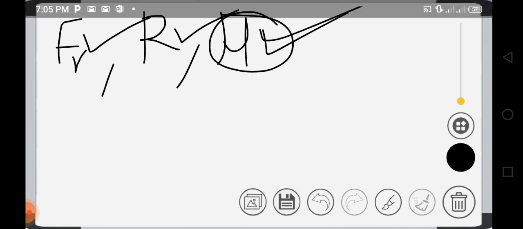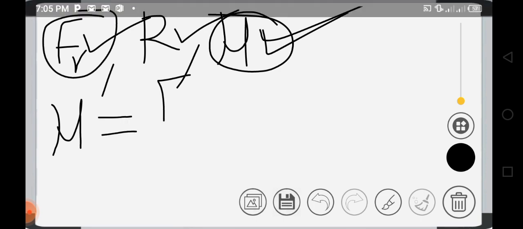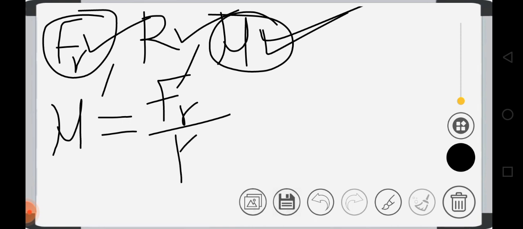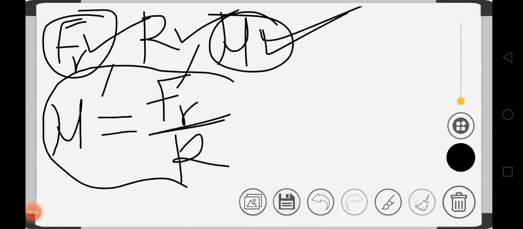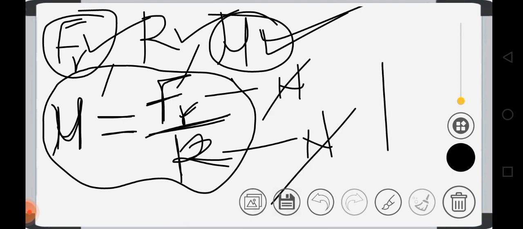Now, what's the meaning of the coefficient of friction? The coefficient of friction is the ratio of the limiting friction to the normal reaction. Very, very important: the coefficient of friction is equal to the ratio of frictional force to normal reaction. And it does not have a unit. Why? Because frictional force is in newtons and normal reaction is also in newtons. Newtons cancel newtons. It is dimensionless, it does not have a unit. Also take note of that.